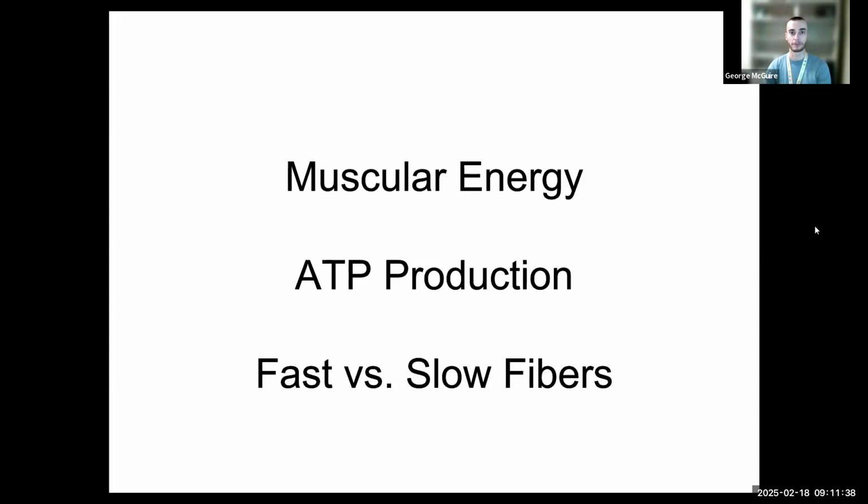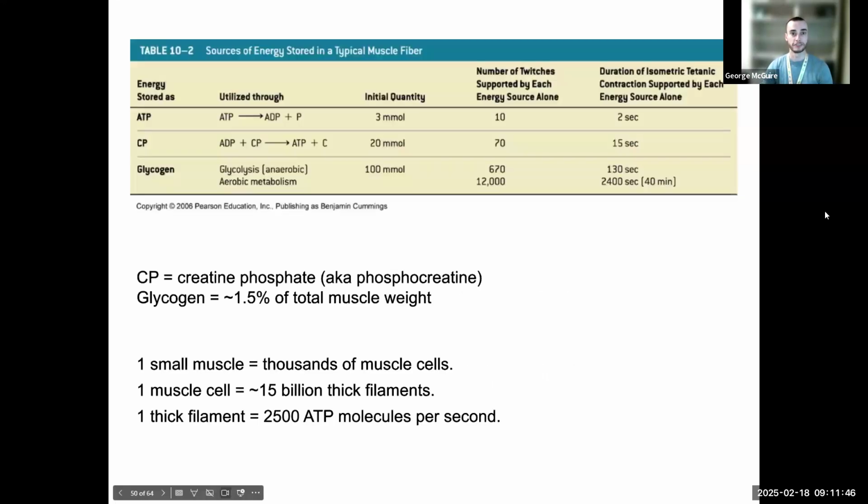And then we will wrap up with a quick look at the structure and function of cardiac and smooth muscle tissue. So starting off with energy. Muscles require a lot of energy. And this may be the first time where we actually had the opportunity to do some math to figure out the total amount of ATP molecules needed to fuel a particular type of work.